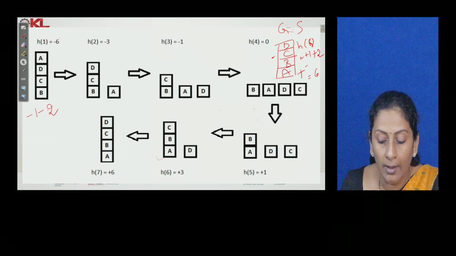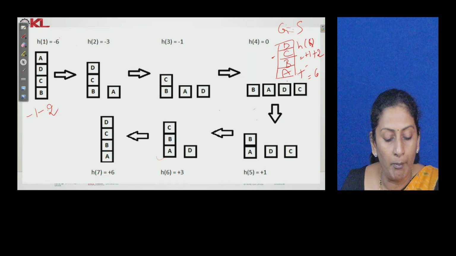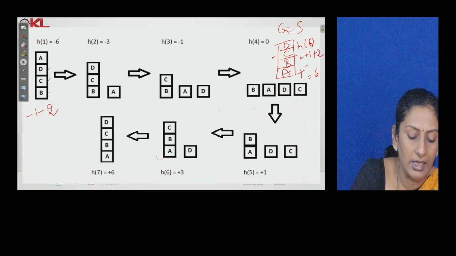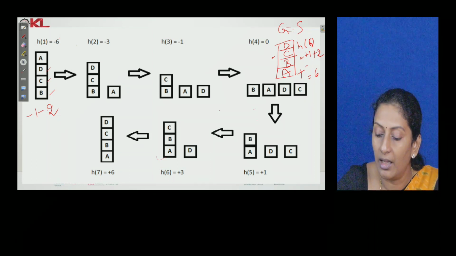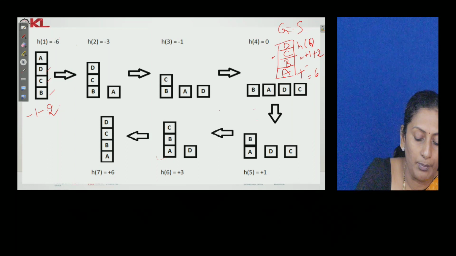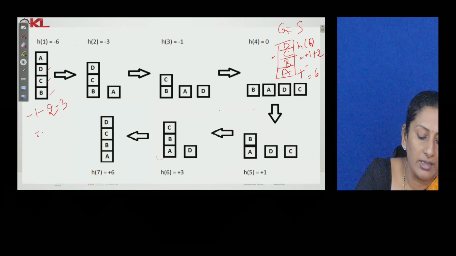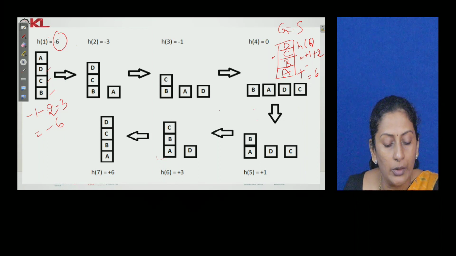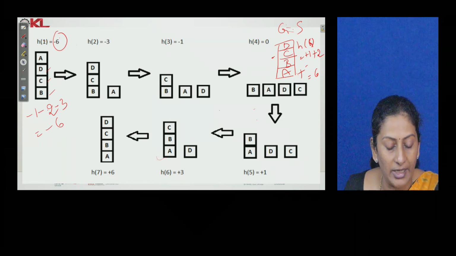So under A there should be nothing, but here under A there are D, C, B. In the goal state under A there should be nothing, right? So 3 are wrongly placed, so -3. That's how we get -6 here, right? So the heuristic value of this state is -6.